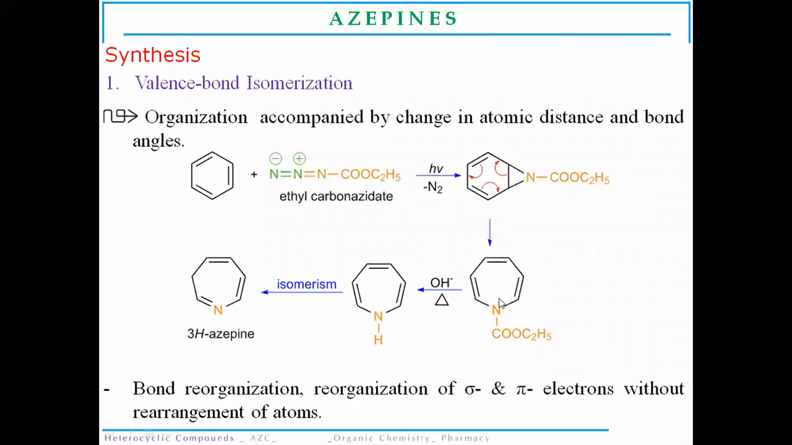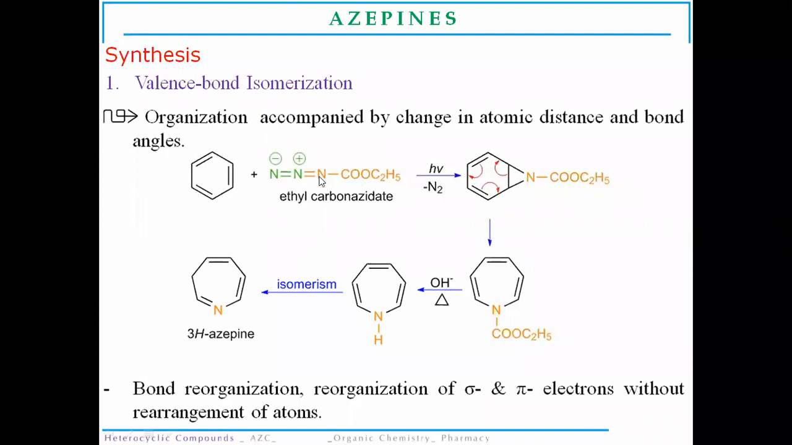This stable parent compound, on hydrolysis in the presence of heat, forms 1H azepine, and this 1H azepine, followed by isomerization, forms a stable structure. We all know 3H azepine is more stable than 1H azepine, so it isomerizes itself and forms the 3H azepine molecule. So this is one of the very important methods for the synthesis of azepine. By which method? The valence bond isomerization method.